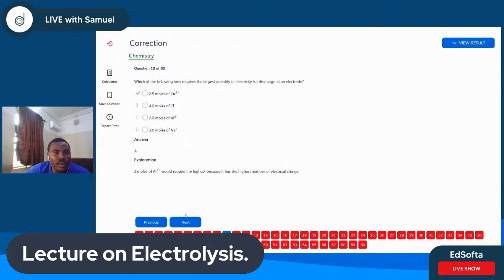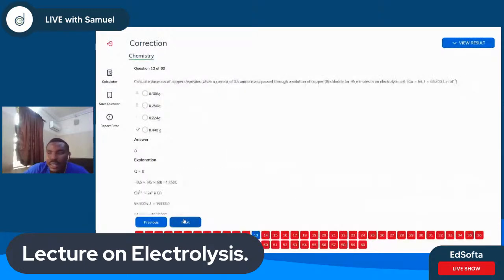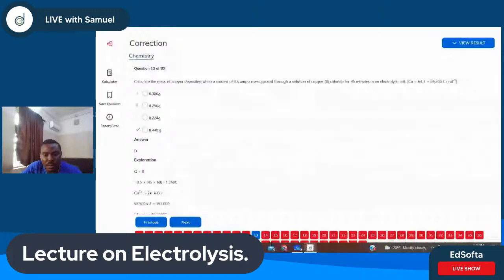Next: a metal displaces zinc from ZnCl. This shows that for a metal to displace another metal, it is higher on the electrochemical series than that metal. What it means is that it is more electropositive than that metal. Take a look at this.